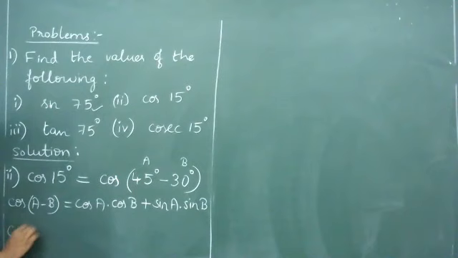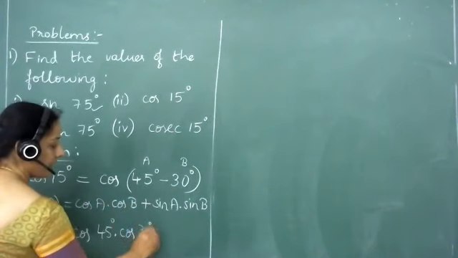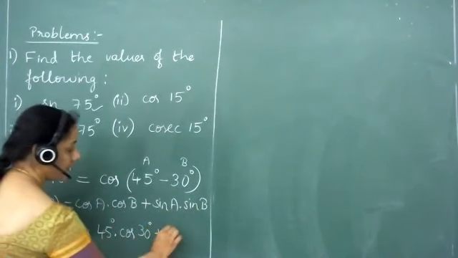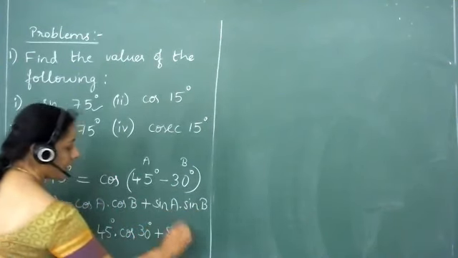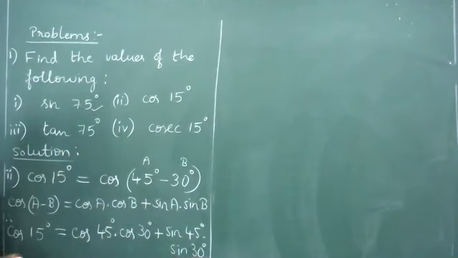So what happens to cos 15 degrees then? Cos 15 degrees hence will give us cos A, for A it is 45 degrees, then into cos B, B it is 30 degrees, plus sin A into sin B, which subsequently will become sin 45 degrees multiplied by sin 30 degrees. So the RHS is now expanded.